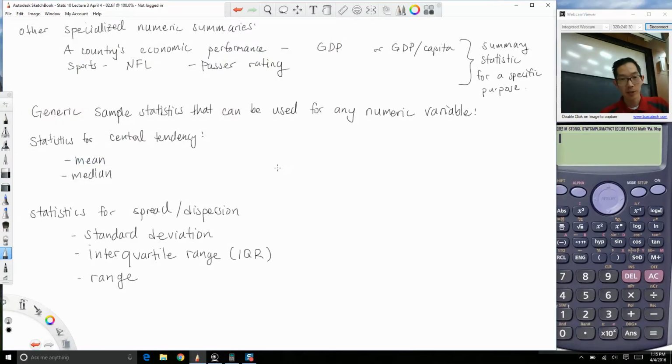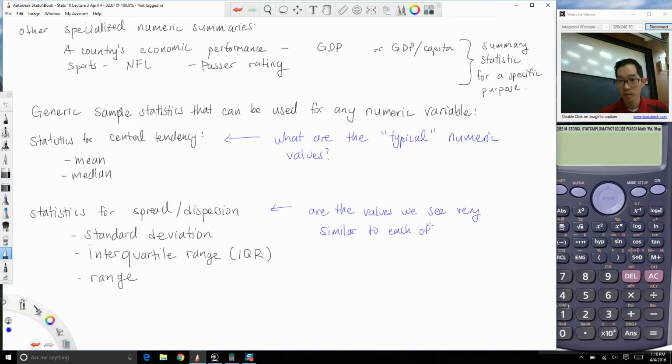And so the concept of central tendency is, what are the, quote, typical numeric values? Or for spread or dispersion, are the values that we see quite similar to each other, or are they quite spread apart? Okay. And these sample statistics can be calculated for any numeric variable, okay?